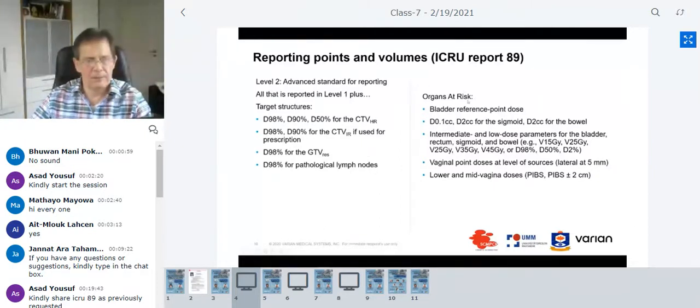And on the other side, for the organs at risk, the bladder reference point should be reported in addition to the rectum point. And then you see D0.1 cc and D2 cc for sigmoid and for the bowel. And there are some more parameters to report for the intermediate and low dose parameters for the bladder, rectum, sigmoid, and bowel, which you see here. Important again, I think that was also mentioned last week in the presentation: you should also report the vaginal dose points. I'll show you in a minute where these are, and the so-called BIPS points, which are in the middle of the vagina.